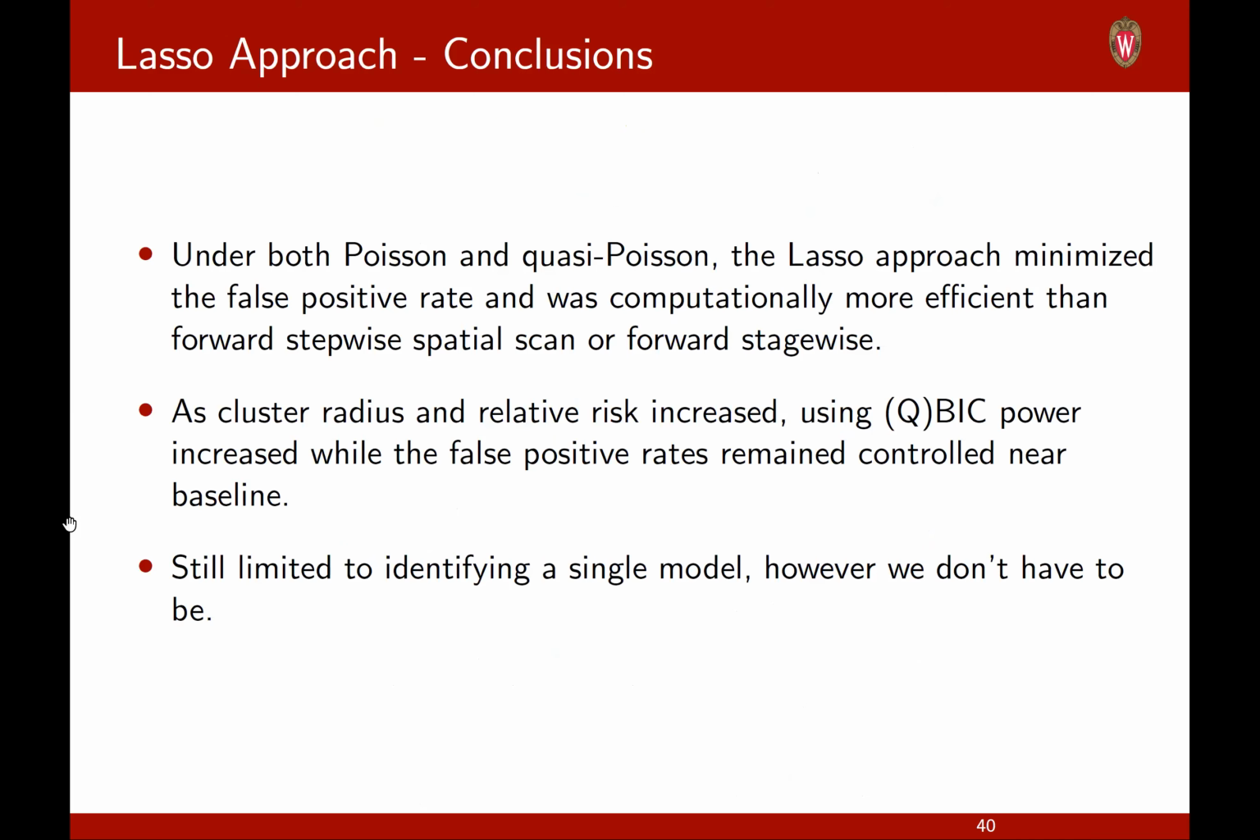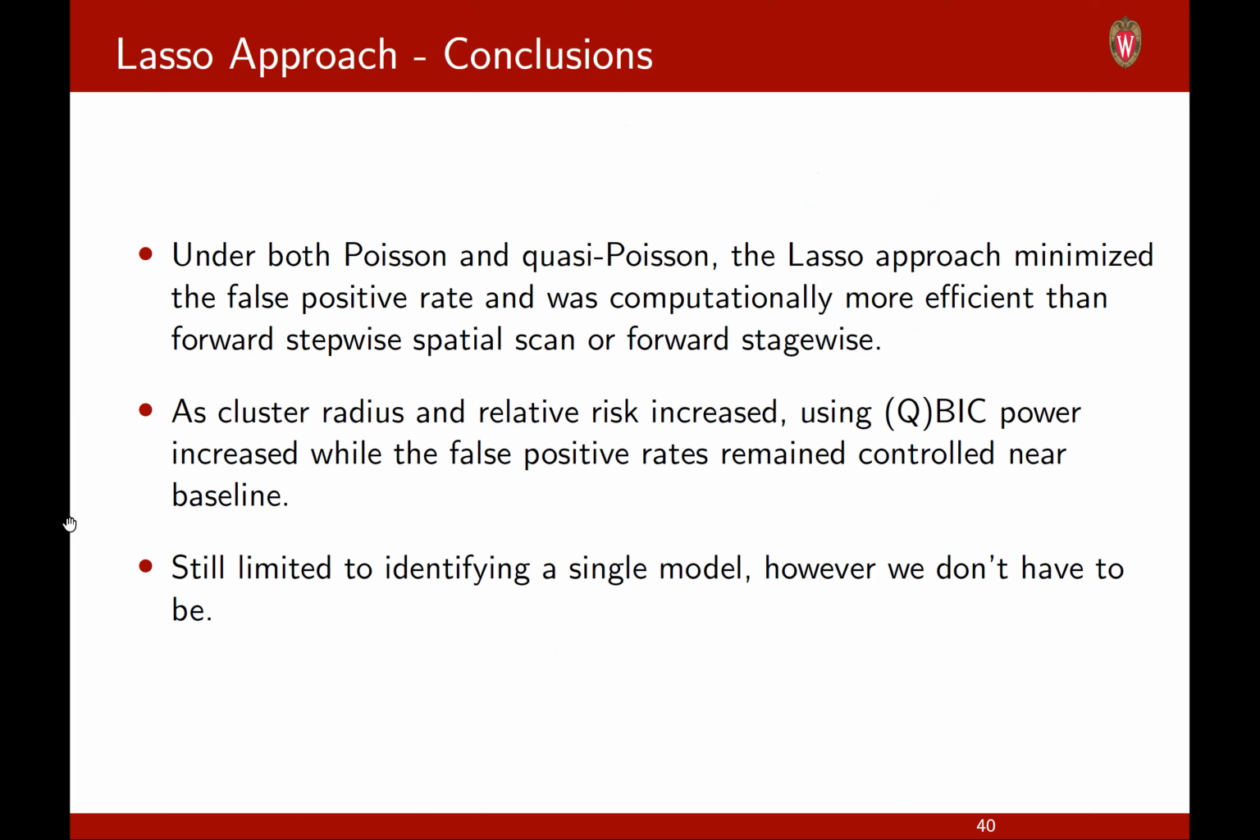Okay, so a couple of conclusions. Under both Poisson and quasi-Poisson, our lasso approach minimizes the false positive rate at baseline detection much better than any of the other approaches, and is also computationally more efficient. Once there is enough information in the cluster, it is able to also detect the cluster even in a small population center. And this is all great, but we're still limited to identifying a single correct model, right?